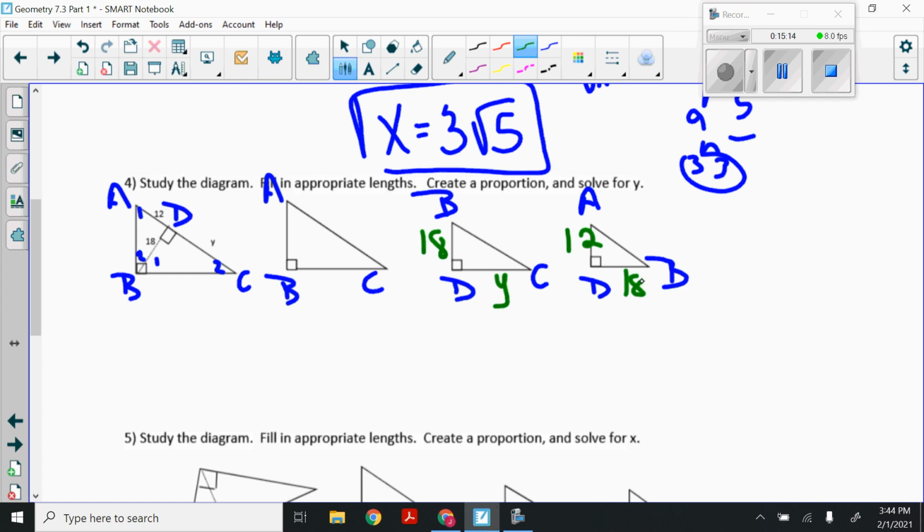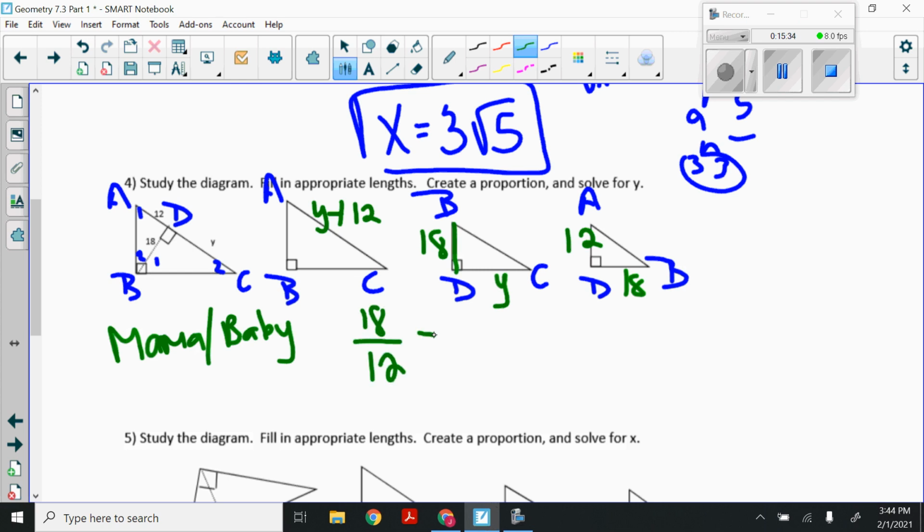I know A to C, the whole thing, would be Y plus 12. I only have one thing in Papa. I have two things in both Mama and Baby, so I am using Mama and Baby to write my proportion. So again, if I start with this side in Mama, 18, over that side in Baby, 12, equals the bottom of Mama, Y, over the bottom of Baby, 18.